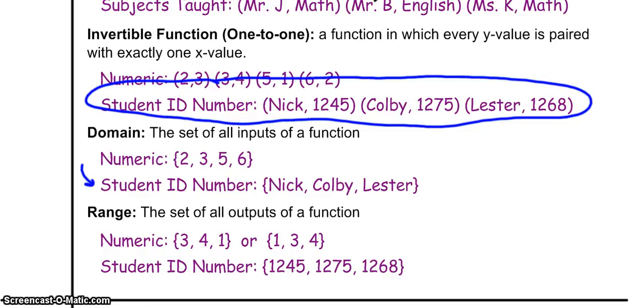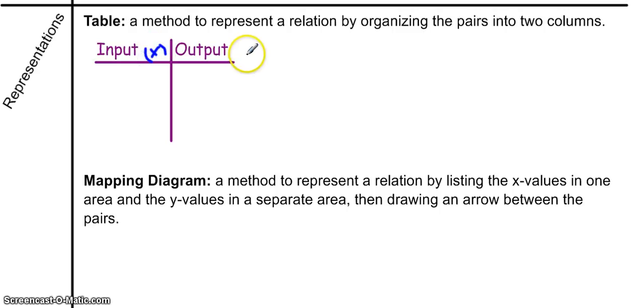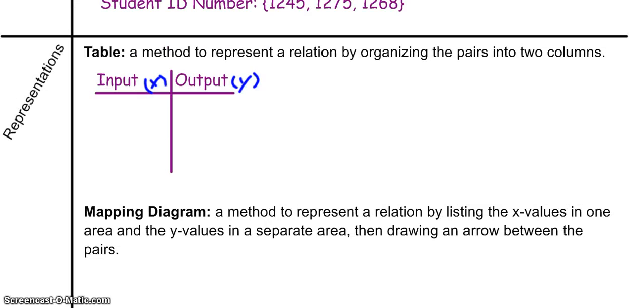Let's move on to talking about different ways we can represent functions. There are a few different ways we can represent functions or relations in general. They include tables, mapping diagrams, graphs, and algebraically. Let's start by talking about tables. A table is a method to represent a relation by organizing the pairs into two columns. Typically, the first column will be our input, often called x, and the second column will be our output, often called y.